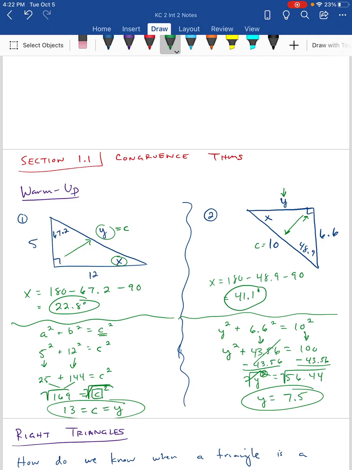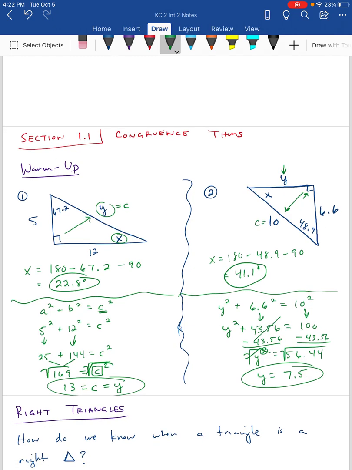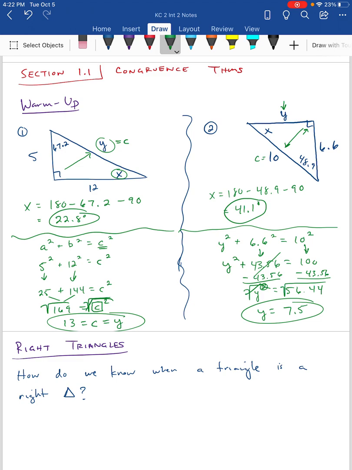That is fine. Now that was a warm-up, and I wanted you guys to see the Pythagorean theorem because the Pythagorean theorem you can only use with right triangles. Okay, and this is what the unit is going to focus on, right triangles. Okay, so for right triangles, how do we know when a triangle is a right triangle?